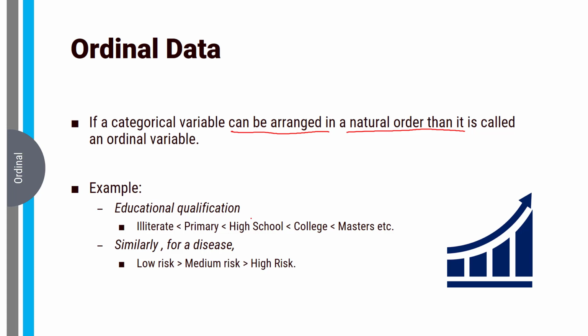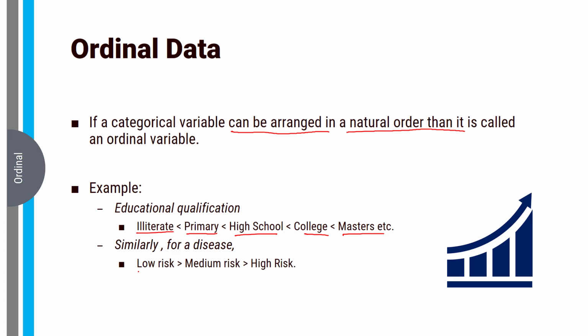So for example, educational qualification. In case of educational qualification, we can arrange them in a sequence. Illiterate will always come lower than primary. High school will always be more preferred than primary. College will be more preferred than high school, etc., etc. That means there is a natural way to arrange this information.